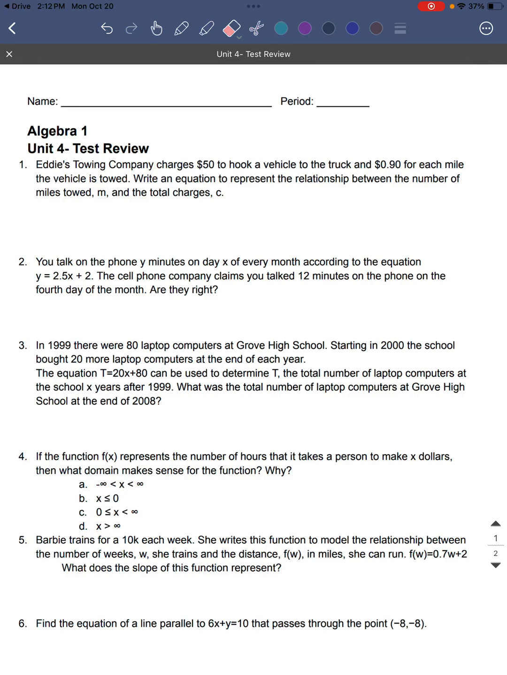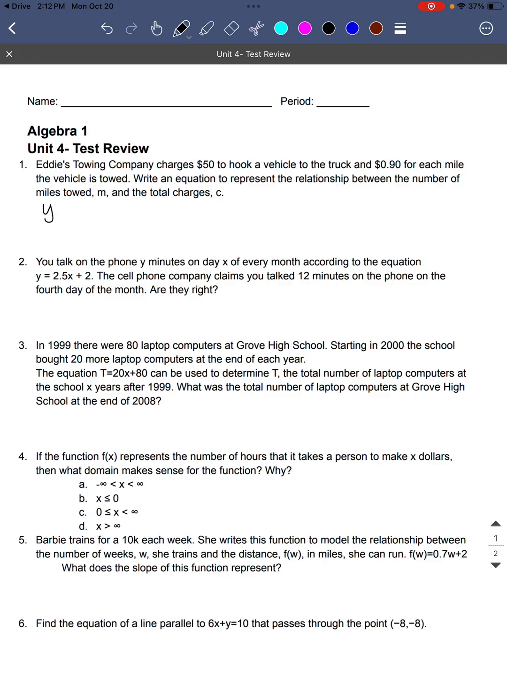Okay, so for number 1, it says Eddie's Towing Company charges $50 to hook a vehicle to the truck and 90 cents for each mile the vehicle is towed. Write an equation to represent the relationship between the number of miles towed M and the total charges C. So right here, I definitely have a beginning amount and a slope.